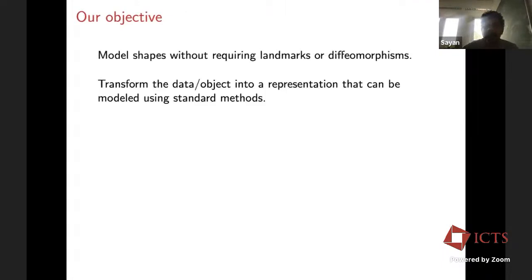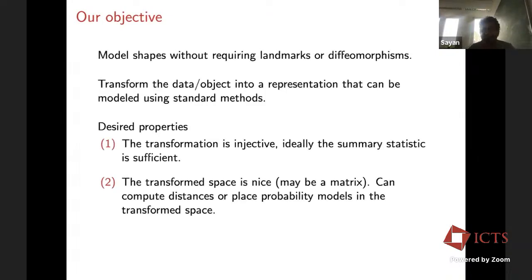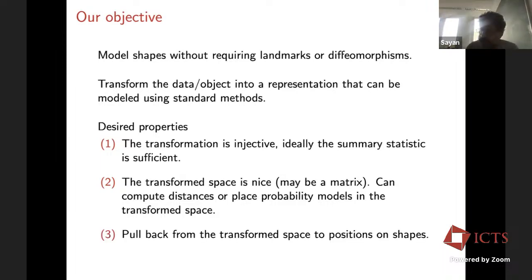Okay, so what we want to do is model shapes without requiring landmarks or diffeomorphisms. And the way we're going to do this is transform the data into a representation that can be used by deep neural networks or Gaussian processes, so basically standard ML/AI or statistical methods. The other thing we want to be able to do, and you'll see why a little later in the talk, is be able to pull back the information from this transform space to the original 3D coordinates.